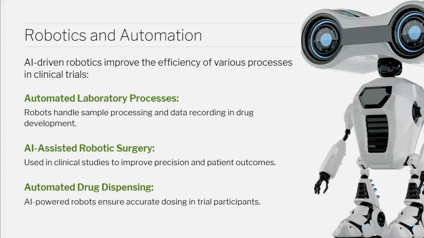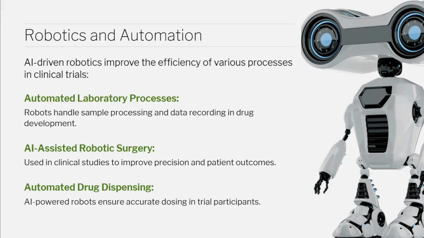AI-driven robotics improves efficiency of various processes in clinical trials, like automating laboratory processes. Suppose you are doing in vivo, in vitro processes, they take a lot of time. But robots handle sample processing and data recording in drug development very quickly and very effectively. AI assists robotic surgery also. Most of us have heard about robotic surgery. The robots are conducting surgery, used in clinical studies to improve precision and patient outcomes. So through AI, robotic surgery can be more precise, and the patient outcome can be better.